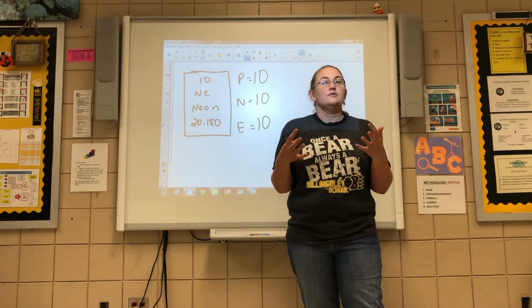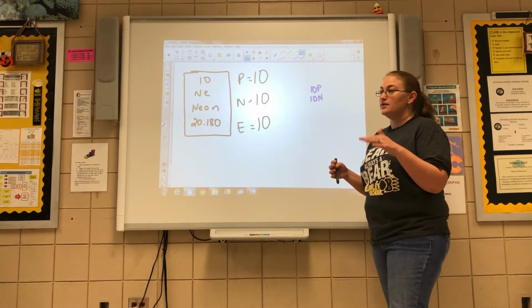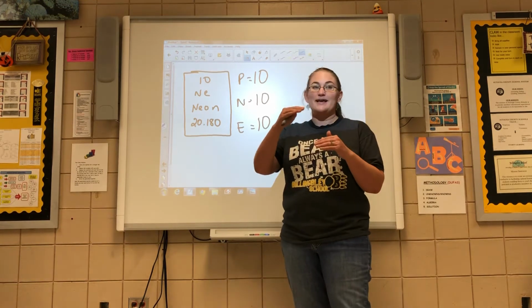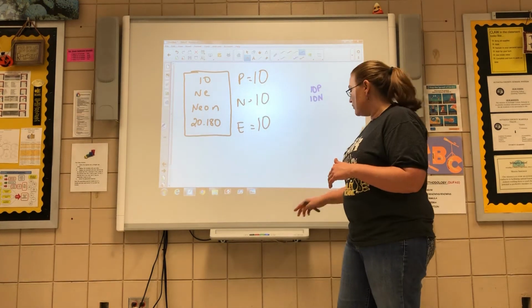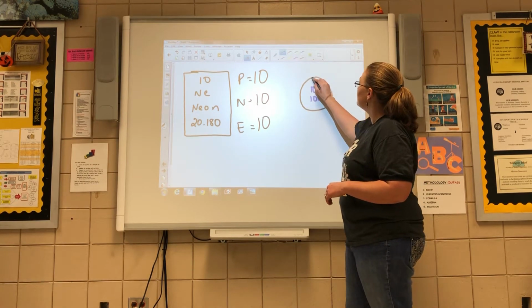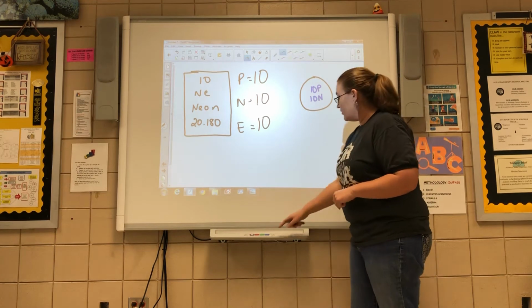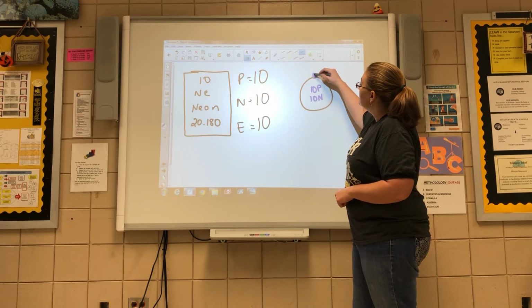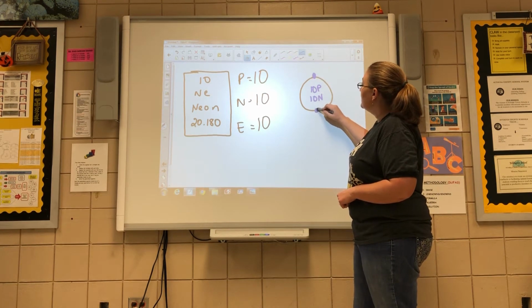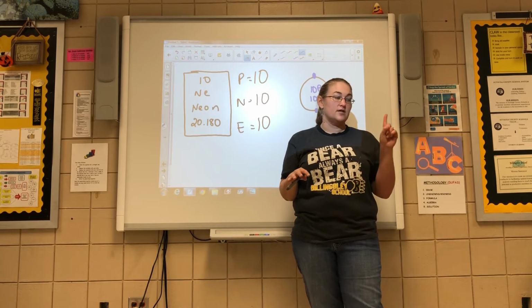And what is around the protons and neutrons? The electrons. I told you the electrons are in layers around the nucleus, so I'm going to start with the first layer. How many electrons can the first layer hold? 2. So I'm going to put 2 electrons. It can't hold any more than 2.